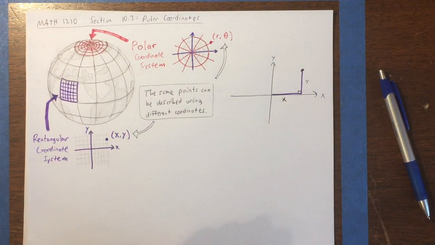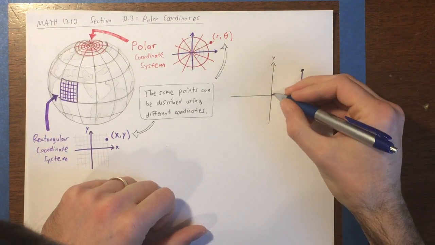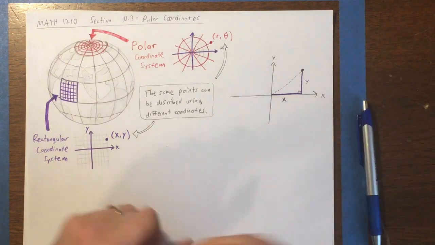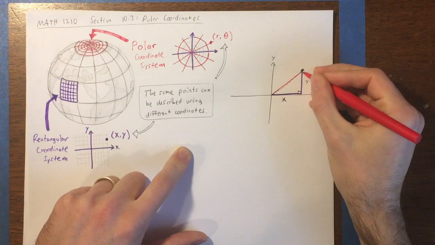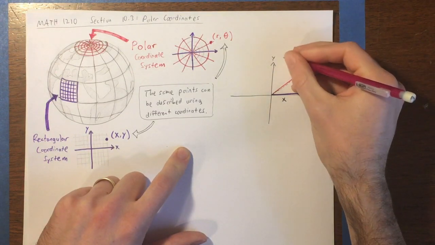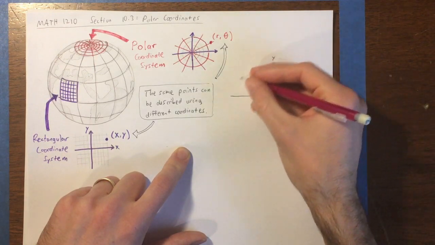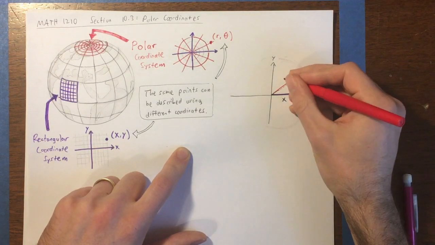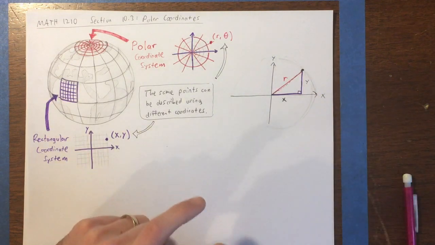If you wanted to measure your position in polar coordinates, what you would do is measure along a straight line straight back to the origin. That's called r. Imagine you're sitting on a circle centered at the origin. The r coordinate is the radius of the circle you would be standing on.